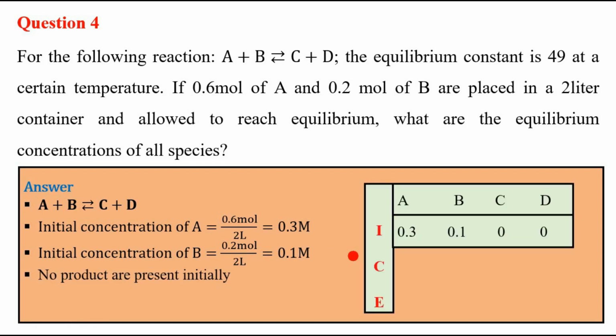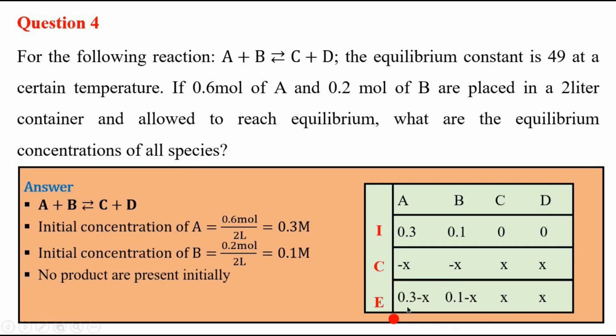So we know that A will be equal to 0.3 initially, and B will be equal to 0.1 initially, and C and D, because they are products, are not yet formed, no product present initially. Then we have a change here. A will be removed, B will be removed, and C will form, and D will form. So we do minus x for A and B, and plus x and plus x for C and D. Here then we can determine the equilibrium. We have 0.3 minus x and 0.1 minus x and x and x, that means 0 plus x and 0 plus x. That is what you have at the equilibrium.